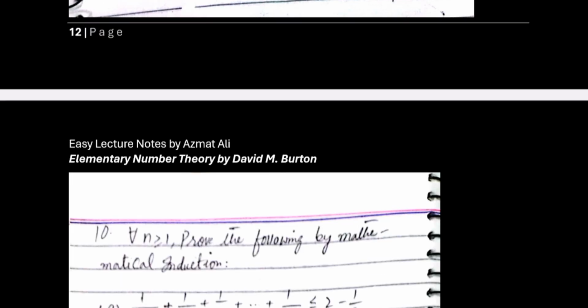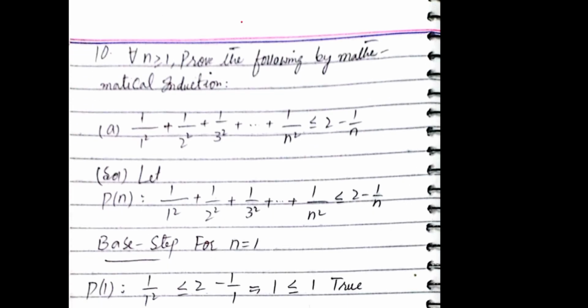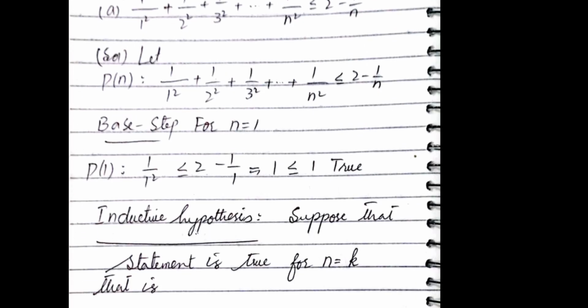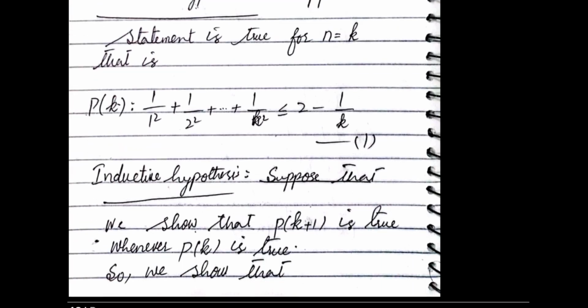Next, this is question number 10. I am just sharing the solution of this question. I have written the solution in a very simple and easy way, and I hope you will find the solution very easy and straightforward. In question number 10, the statement is: for all n greater than or equal to 1, prove the following by mathematical induction. We need to show this sum is less than or equal to 2 minus 1 by n. I am just sharing this solution. You can see here. This is very simple and easy.